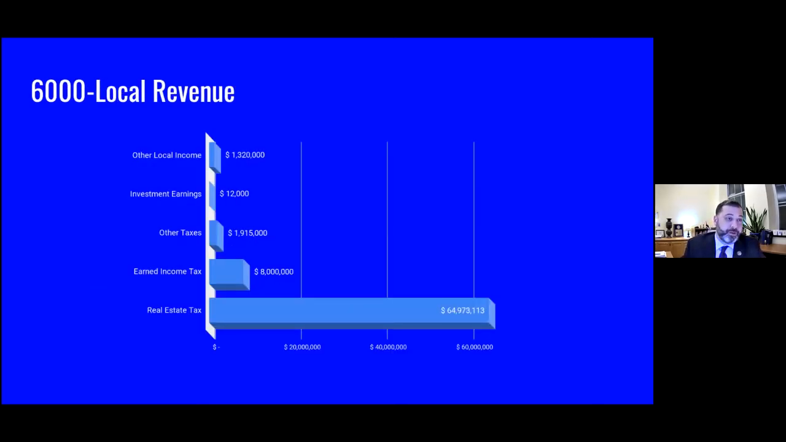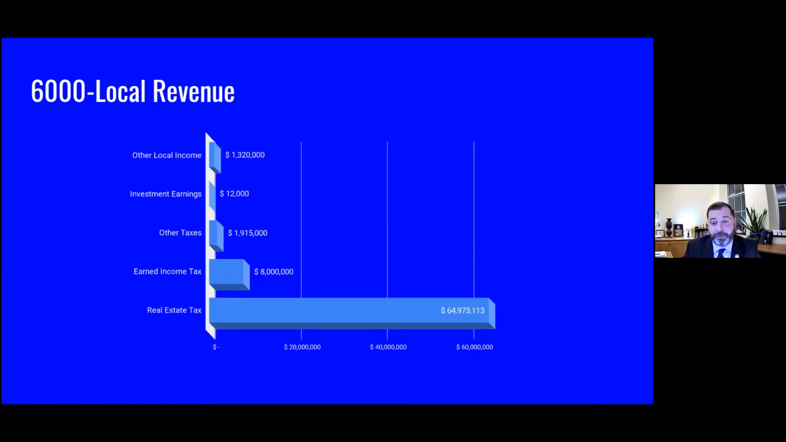Some of the major local income categories here: other local income, which is a myriad of things, as far as charges for services and tuition, or interest or investment earnings, again down to $12,000 when it used to be over $1 million. Our other taxes are at $1.9 million, our earned income tax at $8 million. That was looking to trend to about $8.3 million at this point last year. So that's a significant fall.